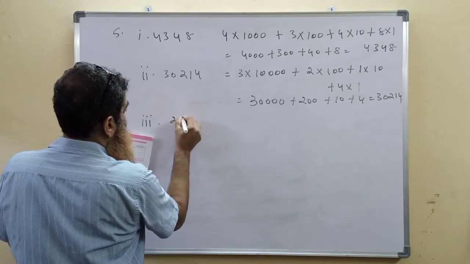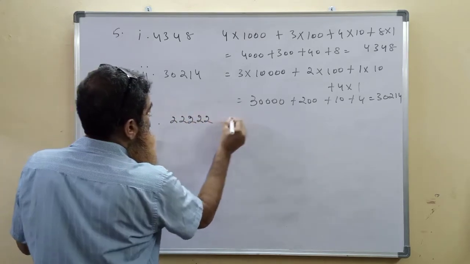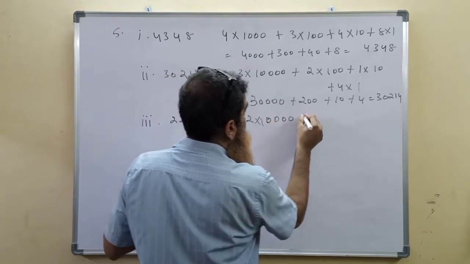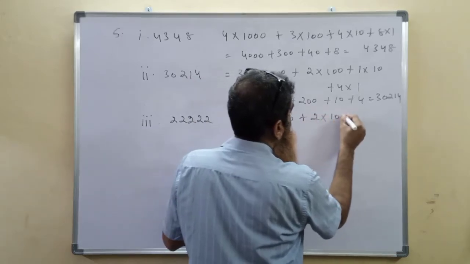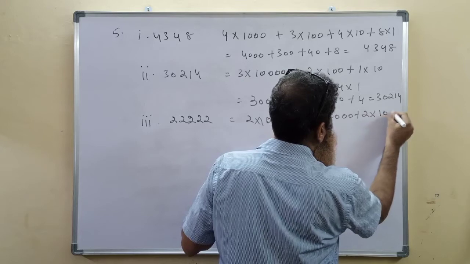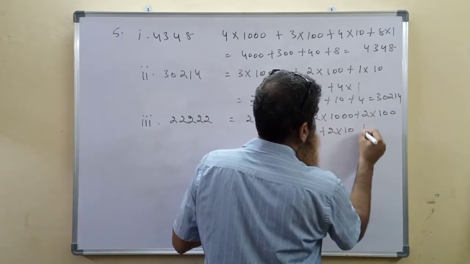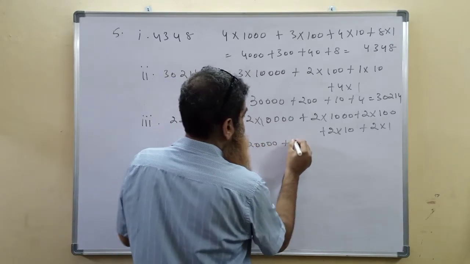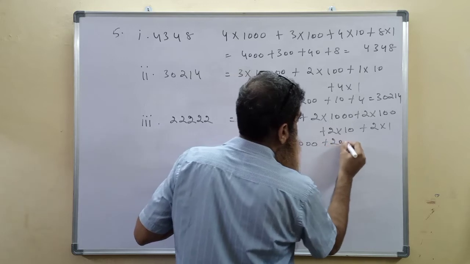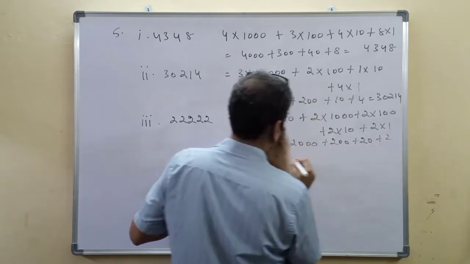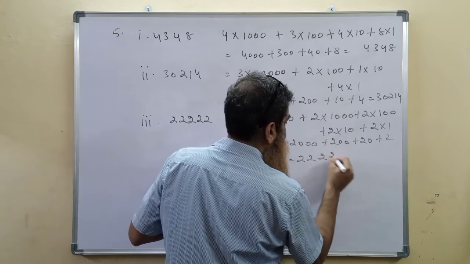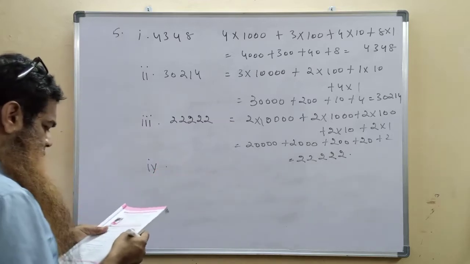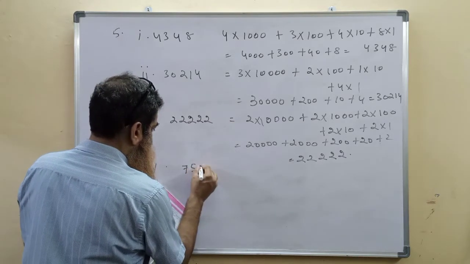Then the third bit is 22,222. So 2 into 10,000 plus 2 into 1,000 plus 2 into 100 plus 2 into 10 plus 2 into 1. We have 20,000 plus 2,000 plus 200 plus 20 plus 2, which is 22,222. All twos.